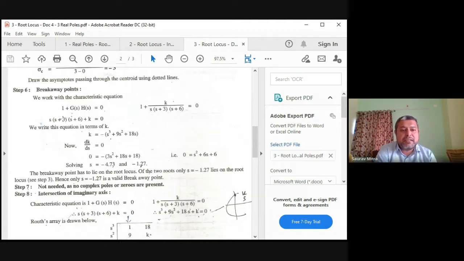Then take the other values to the right side. You are finding K = −(s³ + 9s² + 18s). Then differentiate it, and you are finding that there will be a quadratic equation. If you differentiate it, you will find 3s² + 18s + 18. That means s² + 6s + 6. That means you will find that s is equal to −4.73 and −1.27.